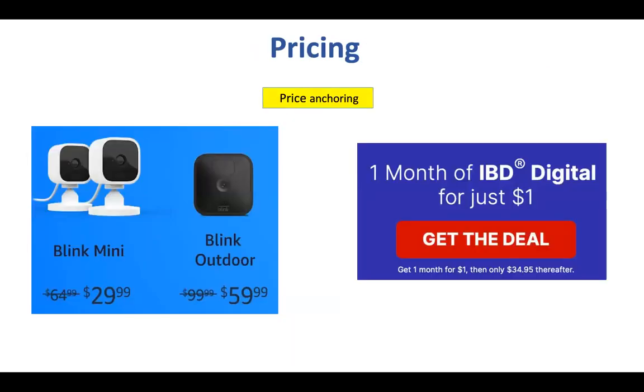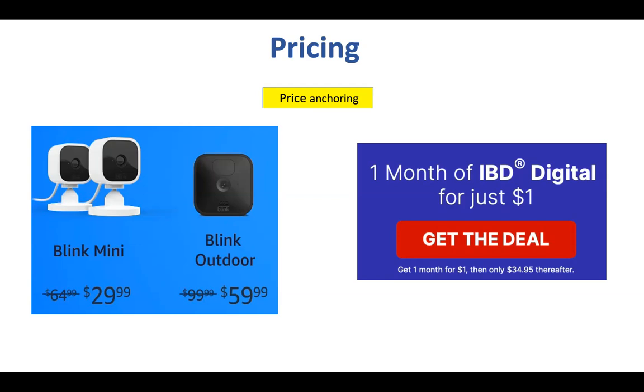It shows the power of using more than one number. If you saw the example on the left and saw only $29.99 for the Blink Mini, you might think that sounds pretty expensive for such a little thing. However, when you see it next to the $64.99, your brain has already anchored on the $64.99. And by comparison, $29.99 sounds like an absolute bargain. And so psychologically, you're much more prepared to pay once you've seen the two numbers shown together. That's why this kind of markdown is so persuasive.